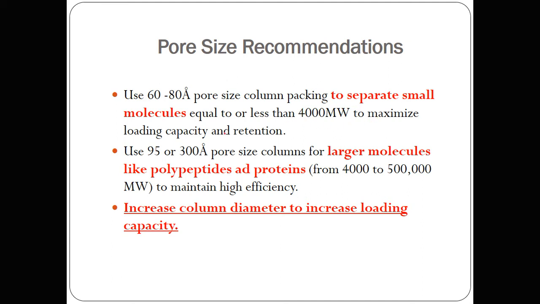column packing is used to separate small molecules of molecular weight equal to or less than 4000, to maximize loading capacity and retention. And if you use 90 to 300 angstrom pore size, it is for larger molecules like polypeptides and proteins from 4000 to 5 lakh, and to maintain high efficiency, increase the column diameter to increase the loading capacity. If you increase the column diameter, it will increase the column loading capacity. Column loading means C18 or C8 or whatever the carbon load is, given in the column loading capacity.